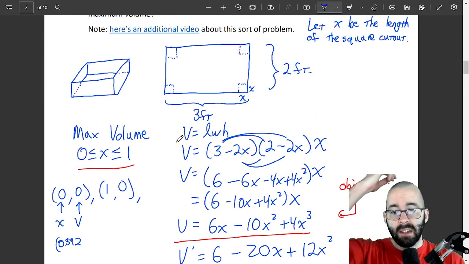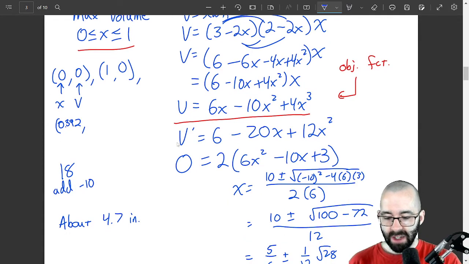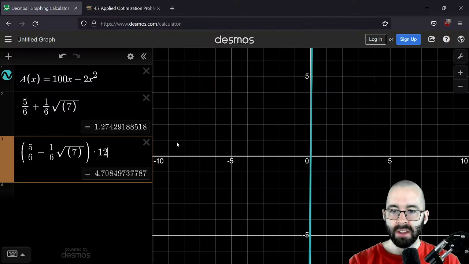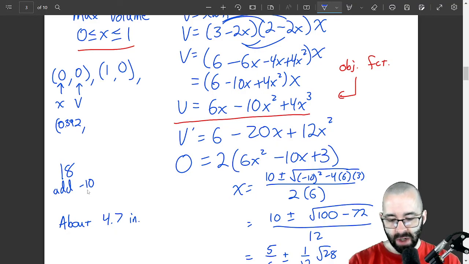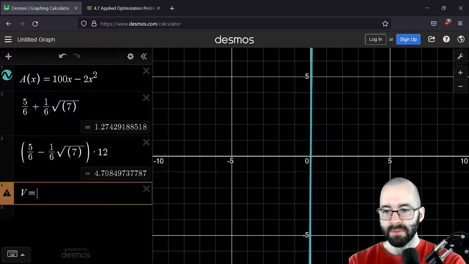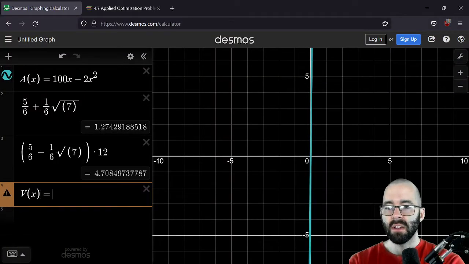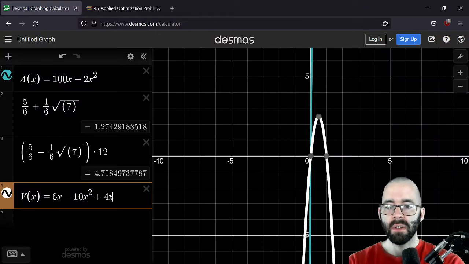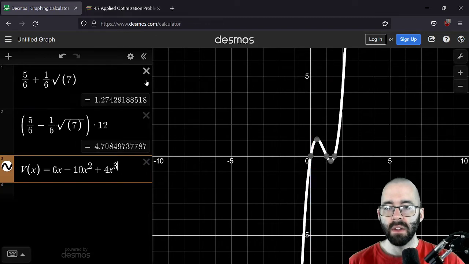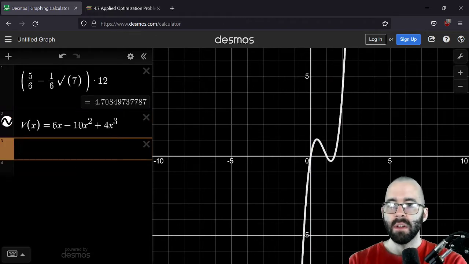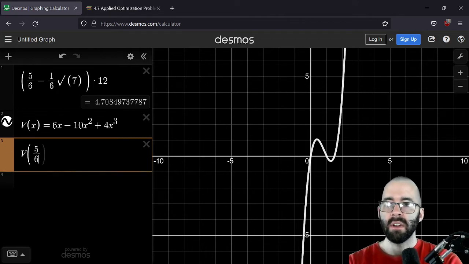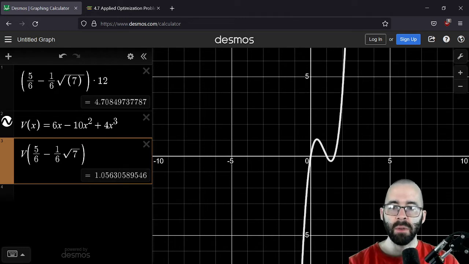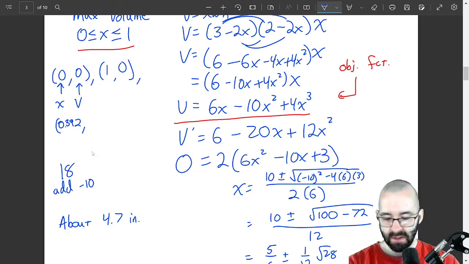Okay, what is it asking? Oh, we need to verify, make sure that this critical point is the maximum volume. Let's plug it into our volume equation. Our volume equation was V of x equals 6x minus 10x squared plus 4x cubed. Well, what happens when we plug in 5 sixths minus 1 sixth times the square root of 7? We get a volume of about 1.056.